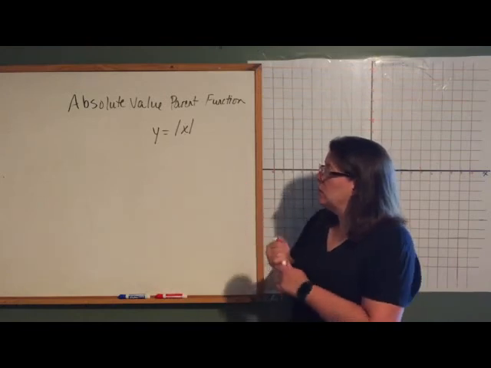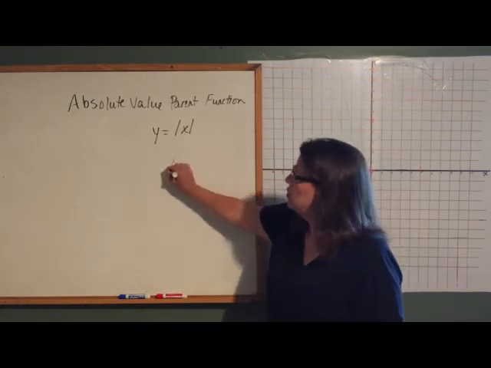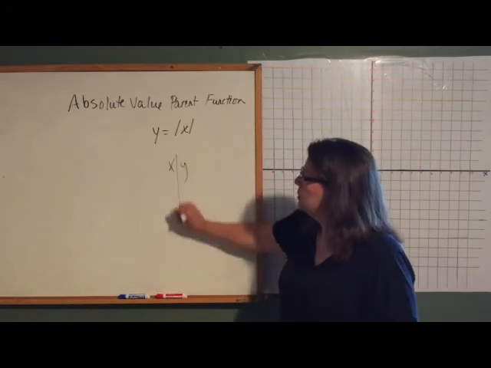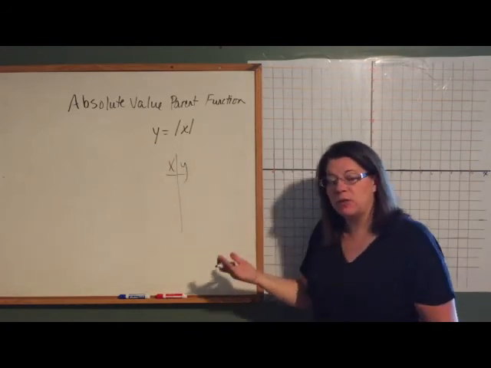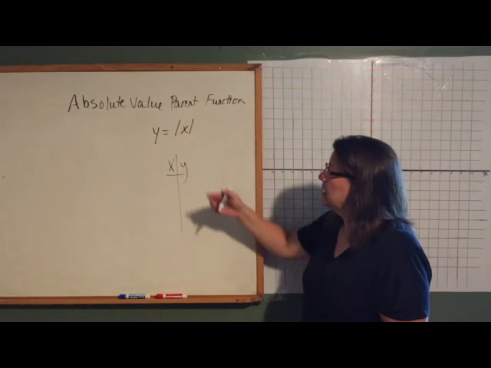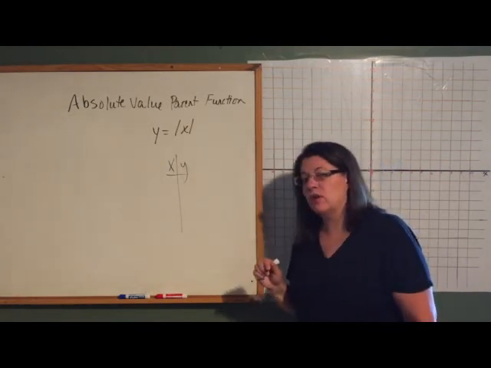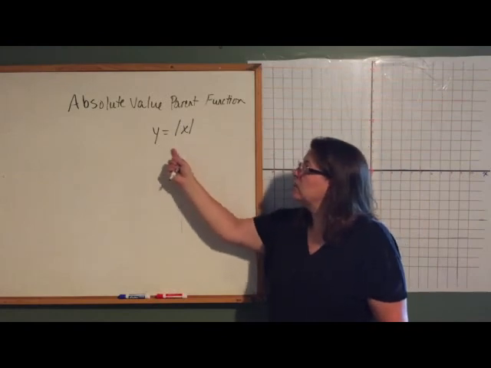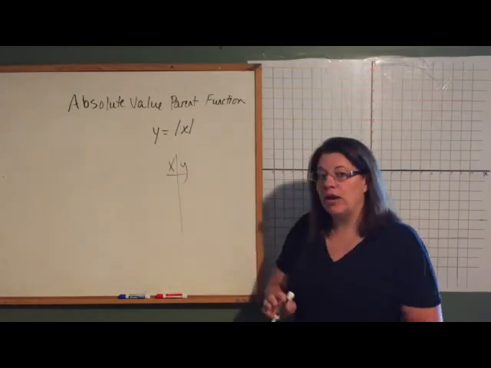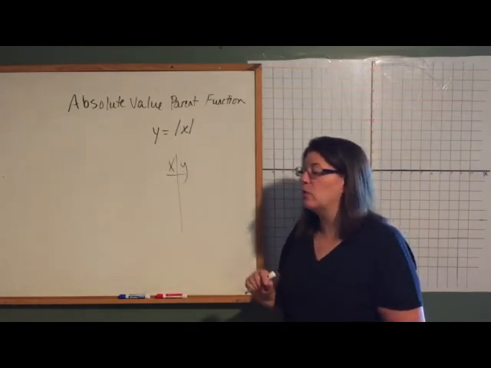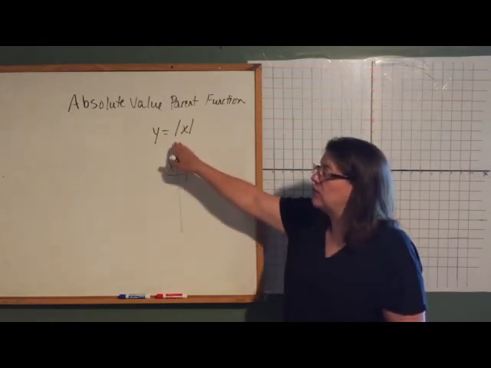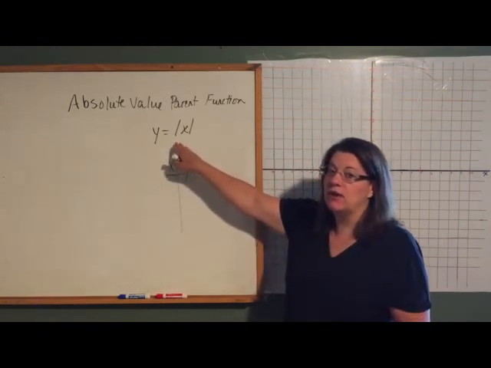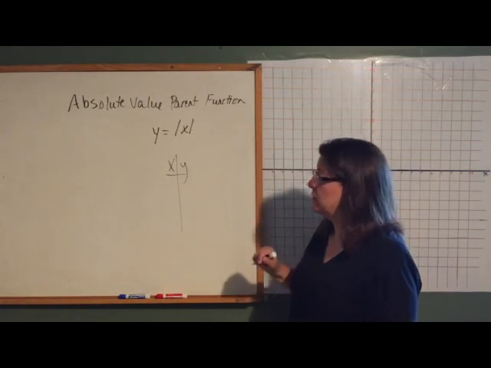So for this one, what we will do is we will do an XY chart. We will plug some numbers in for x, just like we did for quadratics, and find the absolute value of those numbers, and that will form our parent function for the absolute value. Just like in a quadratic function, y equals x squared was our parent function, in an absolute value, y equals the absolute value of x is our parent function.